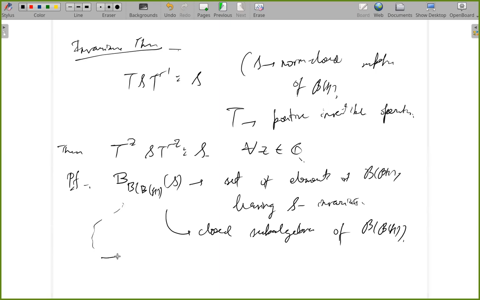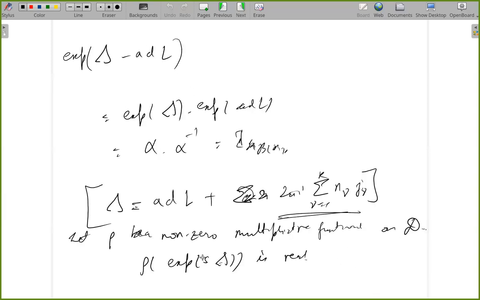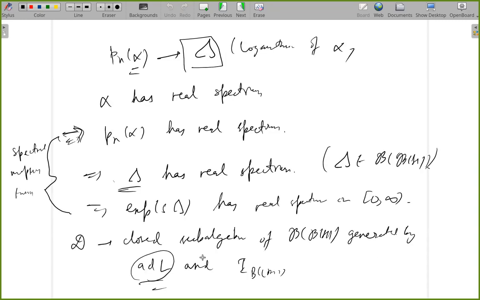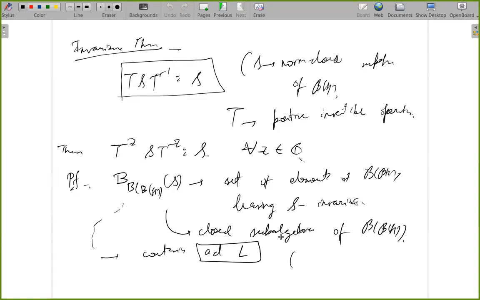But this thing contains ad L, right? Because T S T inverse is S, which means if I look at polynomials in T, they will leave S invariant, which means I have shown that I can approximate that. That is exactly the content of this previous theorem. That's what you're using here, that I can approximate ad L using polynomials. So if alpha leaves something invariant, ad L also leaves that invariant. So I have a norm-closed subalgebra which contains ad L, in particular any multiple of ad L. I times ad L is also in there. So in fact, z times ad L for all z belongs to C. So it contains this.